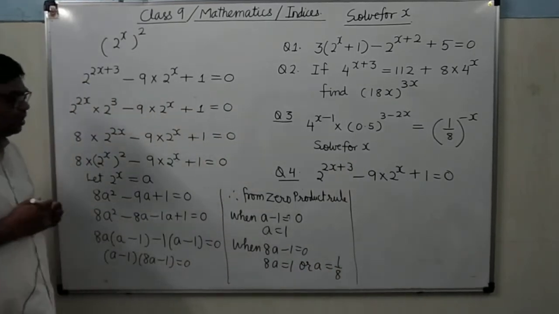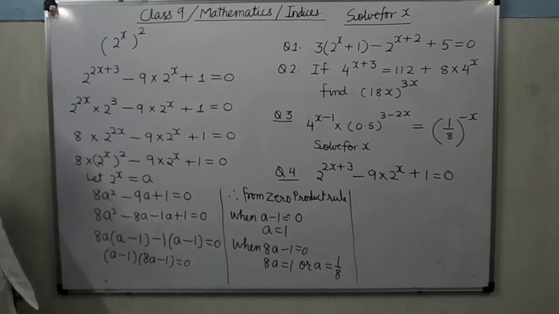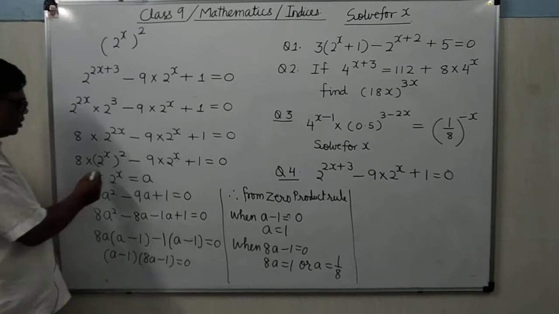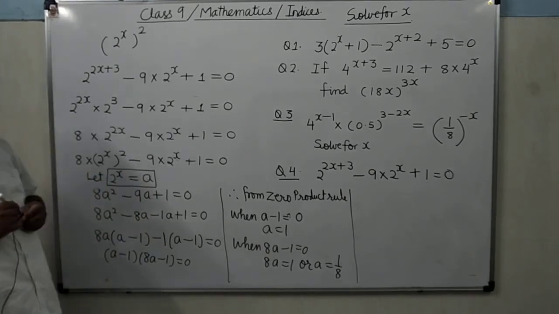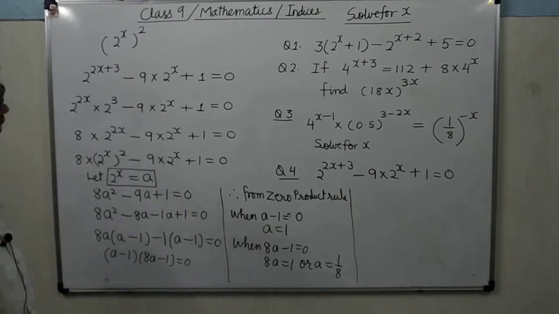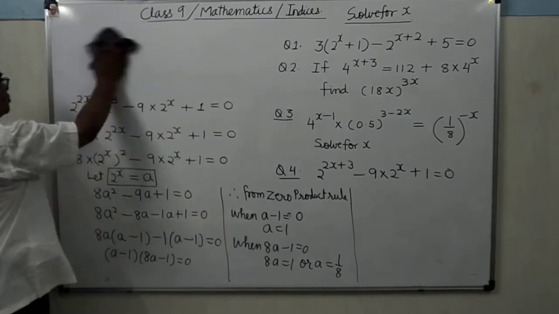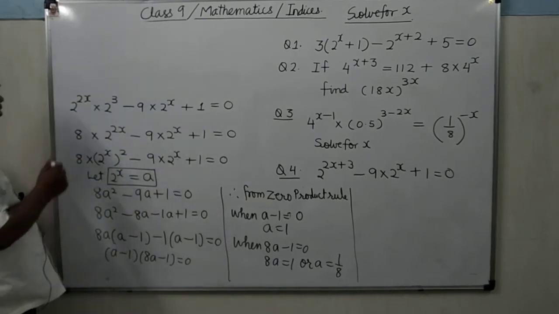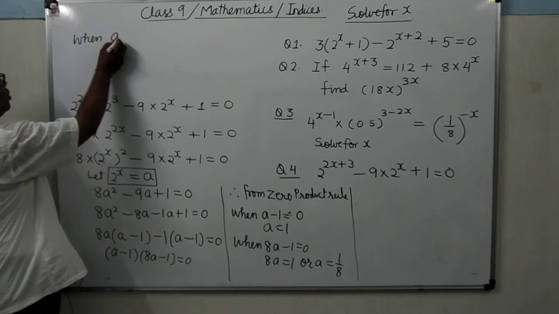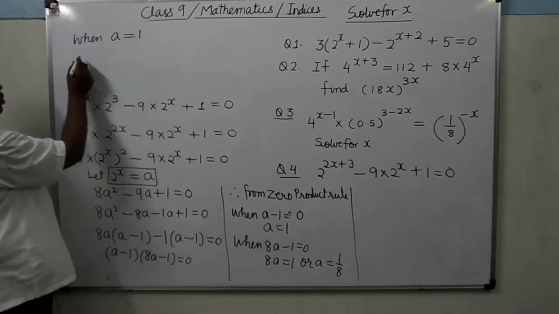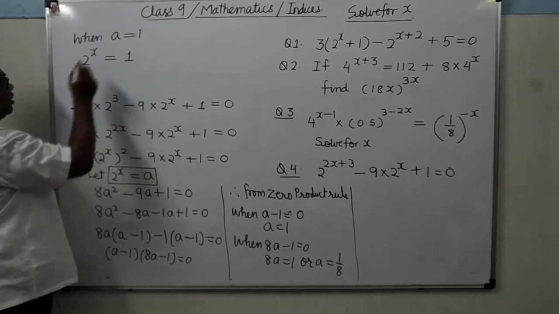Now corresponding to each value of a, we will determine x. And how? By using this substitution which we have assumed here. It's clear, because we have to determine the value of x. So you can see here, when a equals 1, 2 to the power x equals 1.